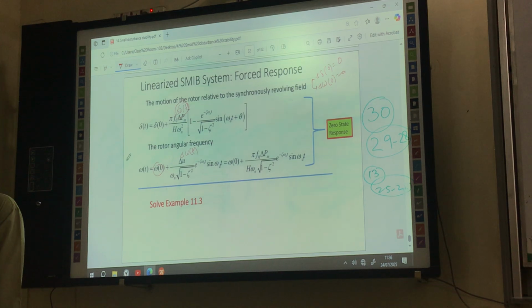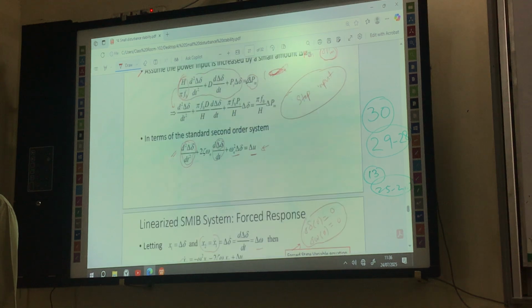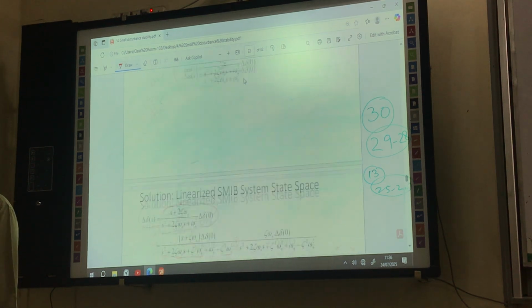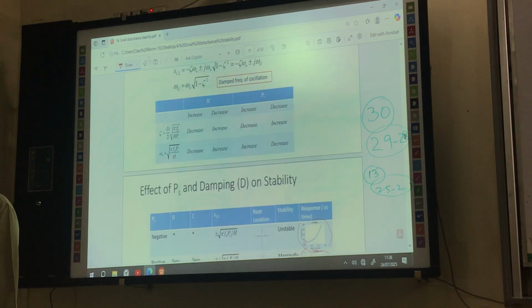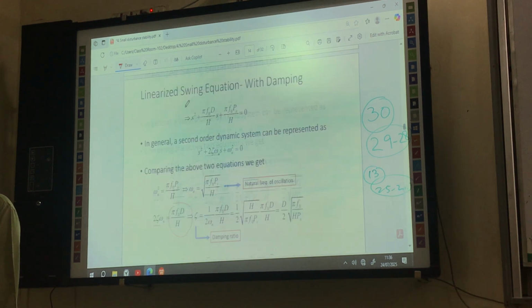Now again there is another example, 11.3. So 11.2 and 3 I will solve in the next class. And that will actually be the end of this slide. And then we will start a new slide. That will be the large disturbance system, the transient stability.